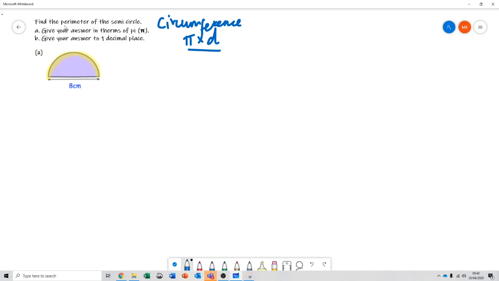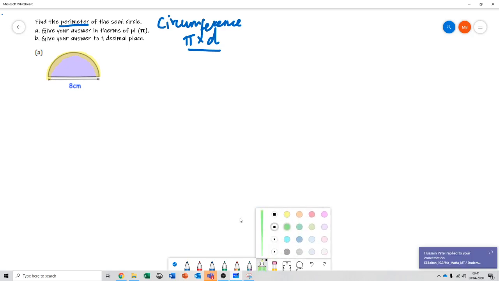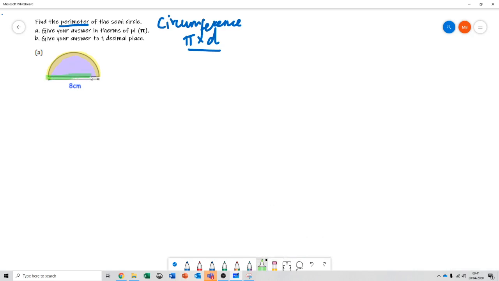However, it is important to note that the question is asking us to give the entire perimeter of the shape, the entire distance around the shape, which means this 8 centimeters as well. And so all we have to do once we have the answer for the circular bit, if you like, is simply add on the rest, which is this 8 centimeters here. Okay, so let's see how we do that in terms of maths. It's quite straightforward.